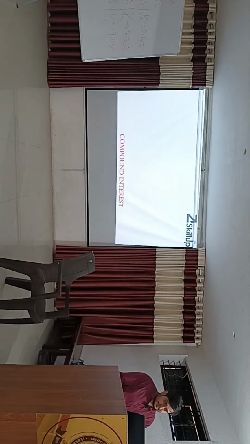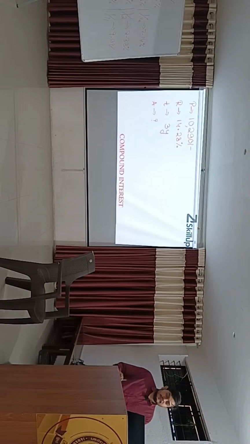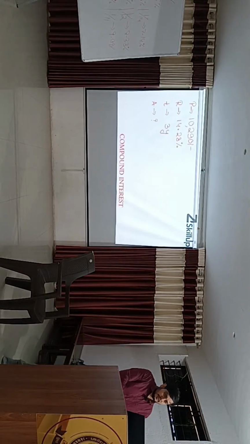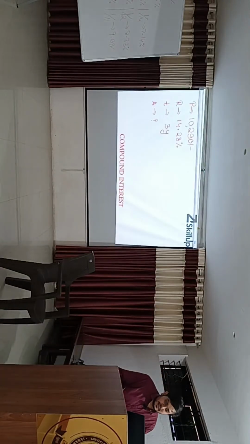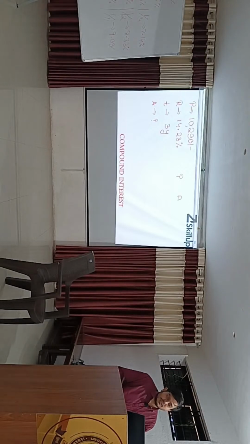Next question. Principal amount 10290 rupees. Rate of interest 14.28%. Time period 3 years. Find the total. 14.28 means what? 1 by 7. It is directly principal amount and total amount.